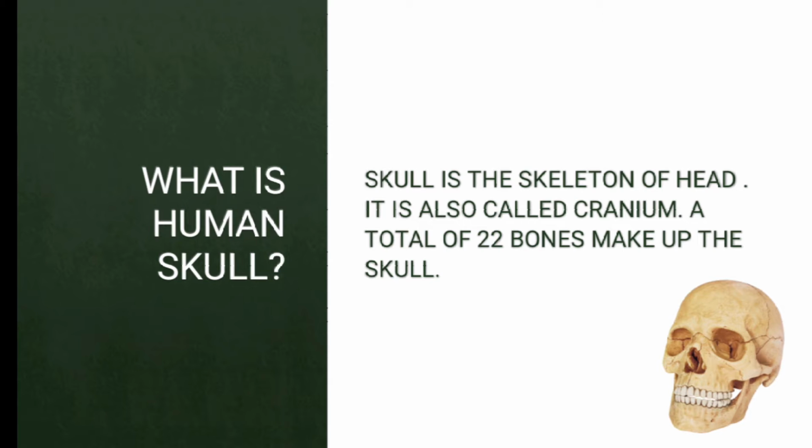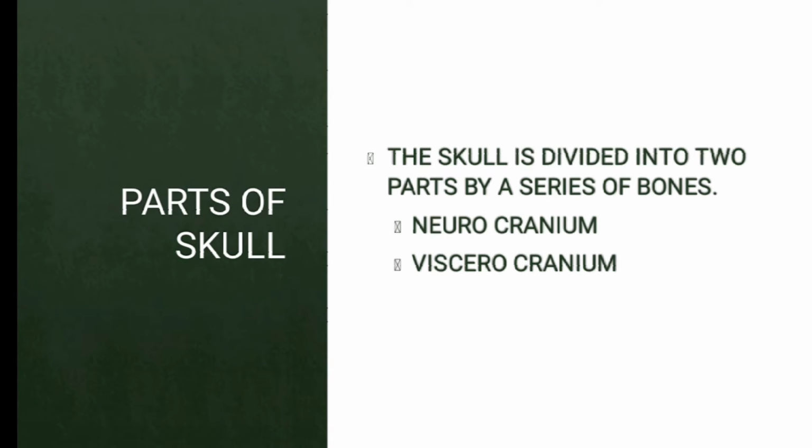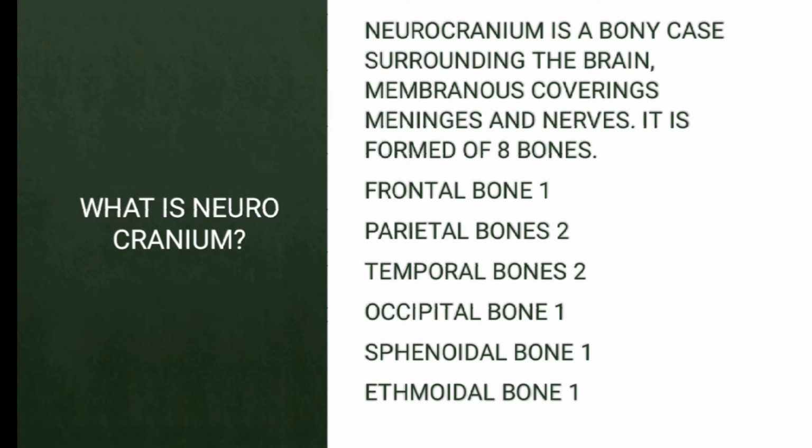The skull is the skeleton of the head, and it is also called the cranium in anatomical terms, and it consists of 22 bones. So how many parts of the skull? The skull is divided into two parts by a series of bones: neurocranium and viscerocranium. What is neurocranium? Neurocranium is a bony case surrounding the brain, the membranous coverings, meninges, and cranial nerves.